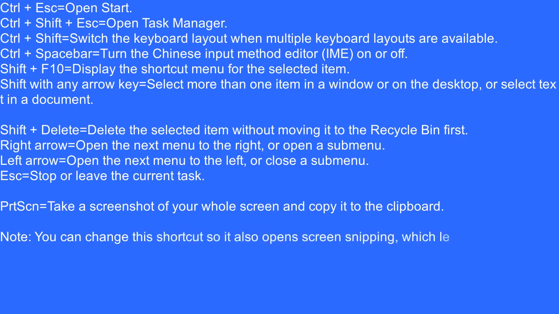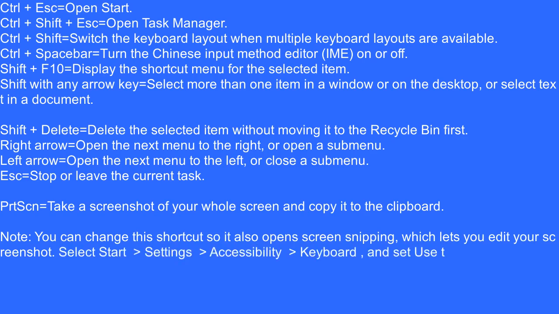Note, you can change this shortcut so it also opens screen snipping, which lets you edit your screenshot. Select Start, Settings, Accessibility, Keyboard, and set Use the Print Screen button to open screen snipping to on.